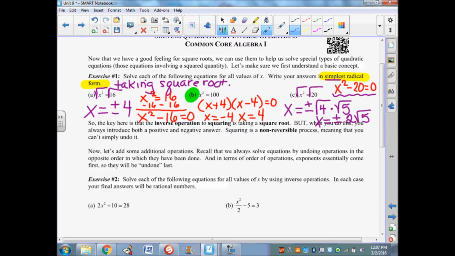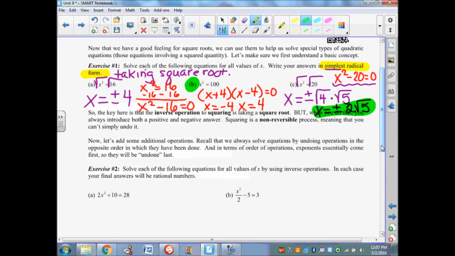They're irrational solutions. We haven't had this up until this point, but that just tells me that if I graphed this parabola, it's not going to cross at a nice, neat integer location. It's going to cross in between two integers. So the key here is that the inverse operation to squaring is taking the square root.